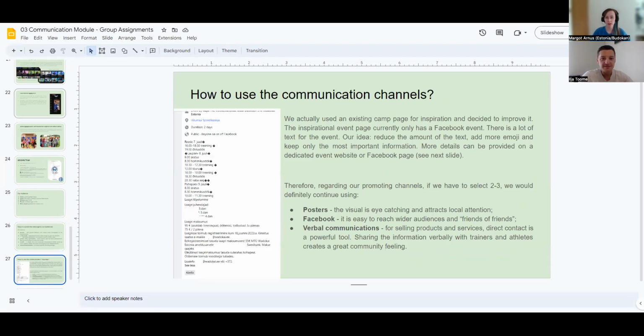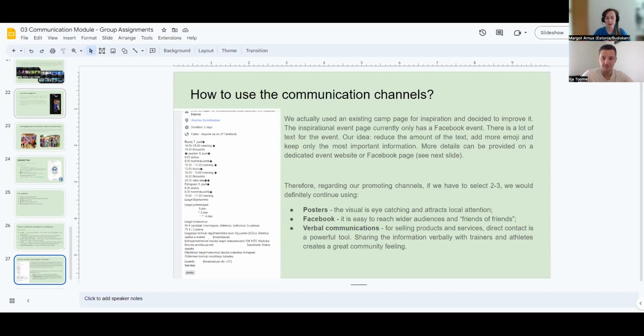And which communications channels we would prefer, because we understand we should choose 2 or 3 and explain why we like these the best. So for this task, we picked this task because we got the inspiration from one other karate camp advertisement for summer camp, and we thought it could be so easily improved. And then we decided, let's try how we would create it.